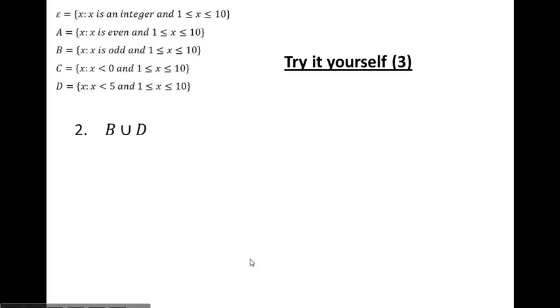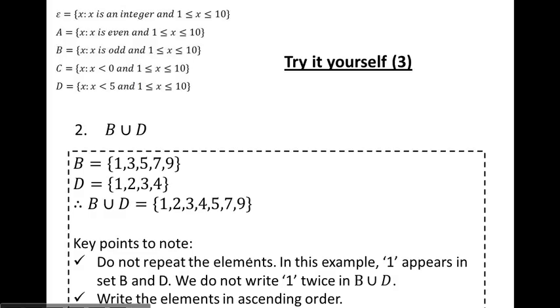Welcome back. Let us check the answers for B union D. Same thing, list out set B and set D separately. This is what you get for set B and set D. For B union D, we will consolidate all the elements that can be found in set B and set D. You notice that 1 appears in both set B and set D. So please do not write 1 twice in B union D. And also remember to write the elements in ascending order.